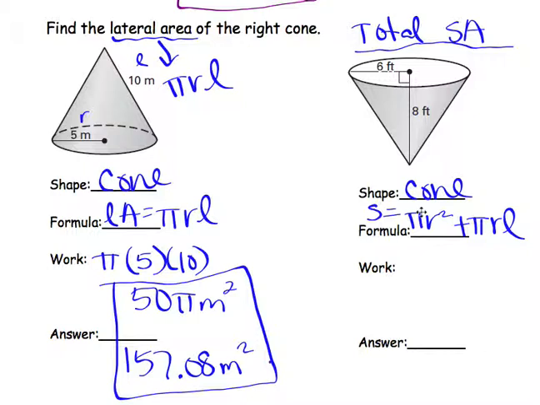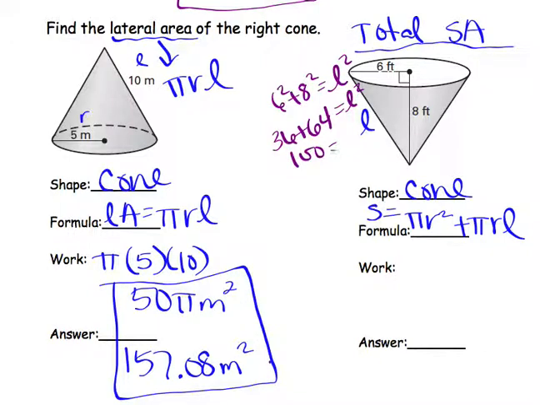The one on the right side, they want the total surface area. So we need to figure out L, and I don't have L in this particular picture, so I'm going to have to figure it out using Pythagorean theorem. Remember in Pythagorean theorem, it's a squared plus b squared equals c squared. The hypotenuse is your c, which in this case is our L, our slant height. So I can set up 6 squared plus 8 squared equals L squared. So 36 and 64. And so that's 100.